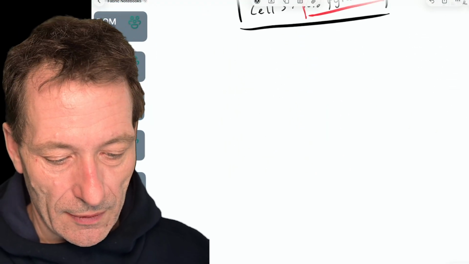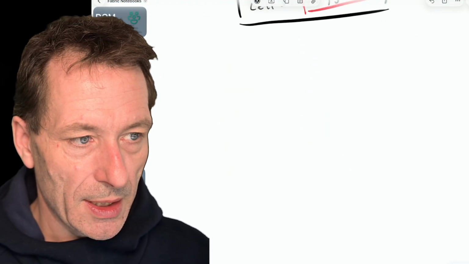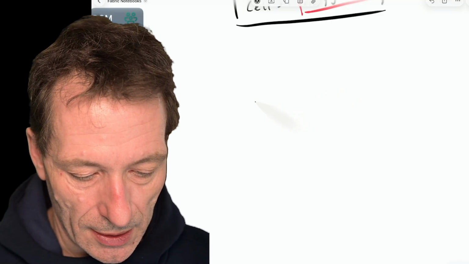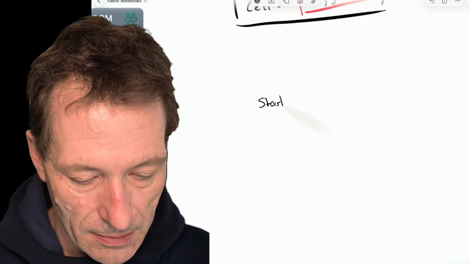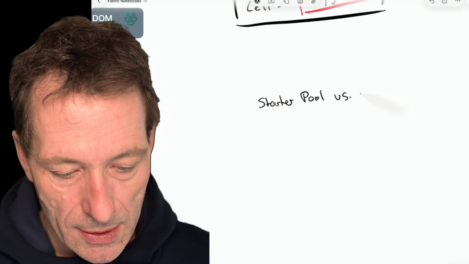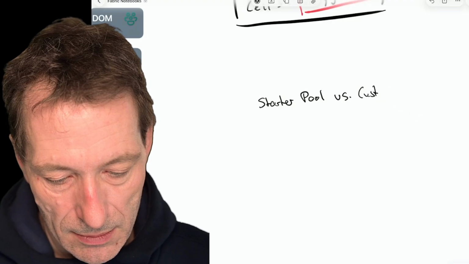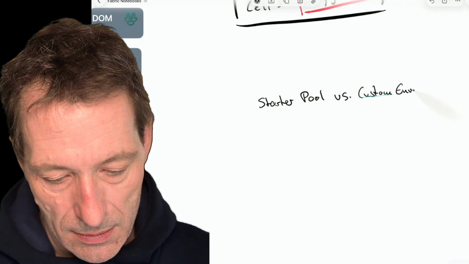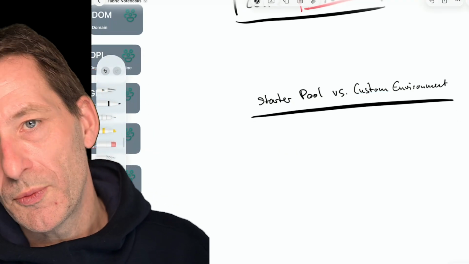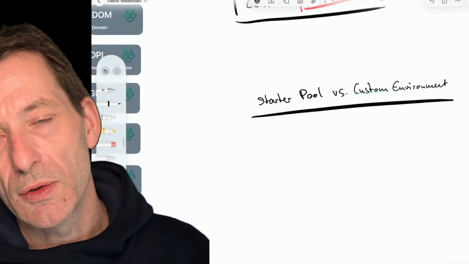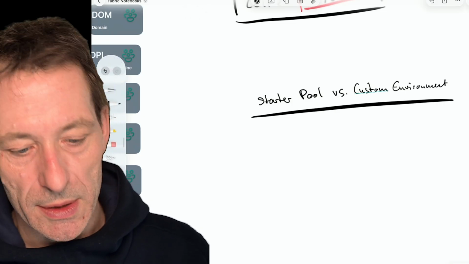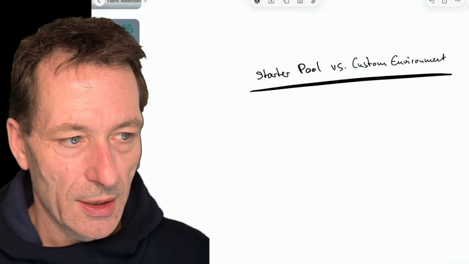The second thing that impacts your performance is the consideration whether you want to use a starter pool for execution versus your custom environment. Right? So obviously custom environment means more degrees of freedom. You can configure more stuff. Starter pool means some stuff is predefined.